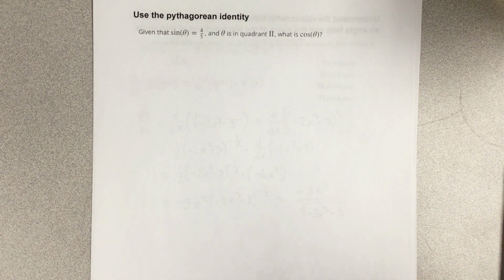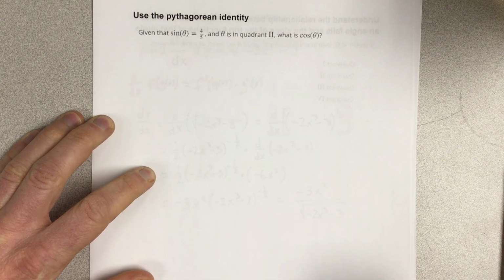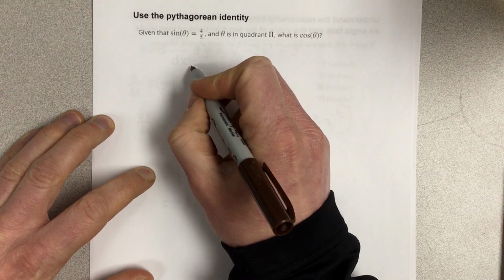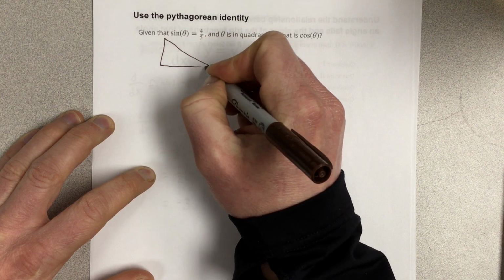In this video, we're going to use the Pythagorean identity. It says, given that sine theta equals 4/5 and theta is in quadrant 2, what is cosine theta? You can actually figure this out a couple ways, but they want us to use the Pythagorean identity to do it. I'm going to draw a quadrant 2 triangle, label theta.